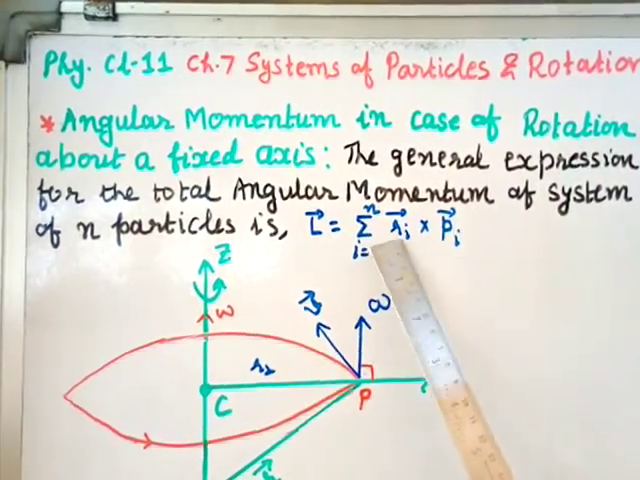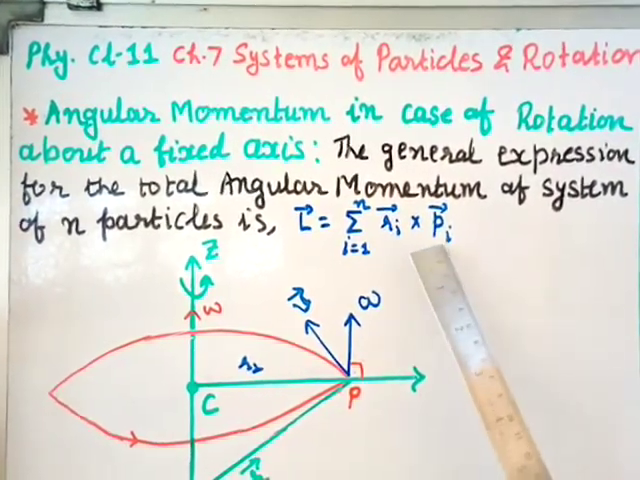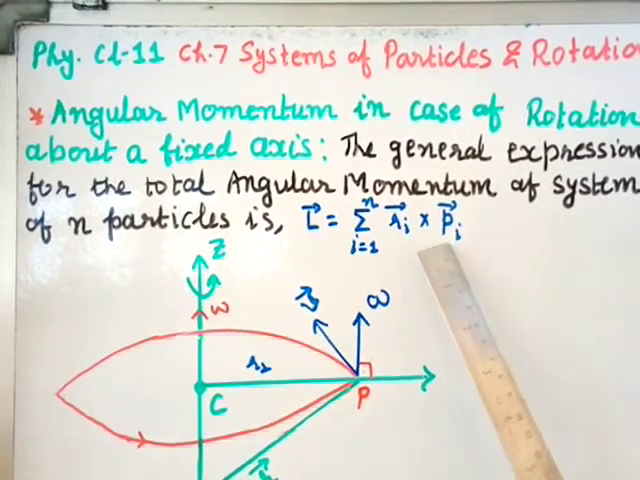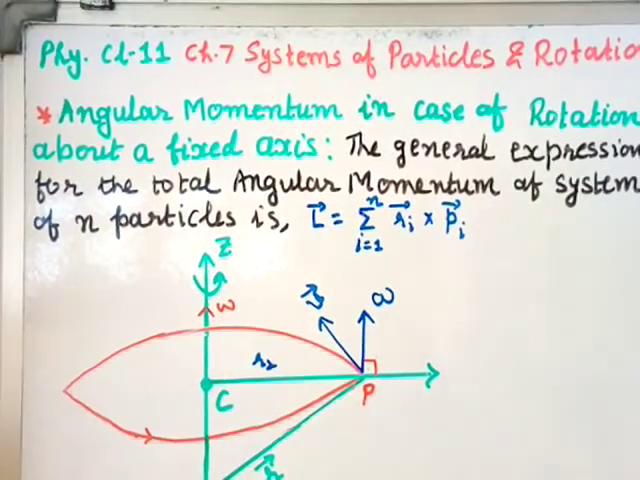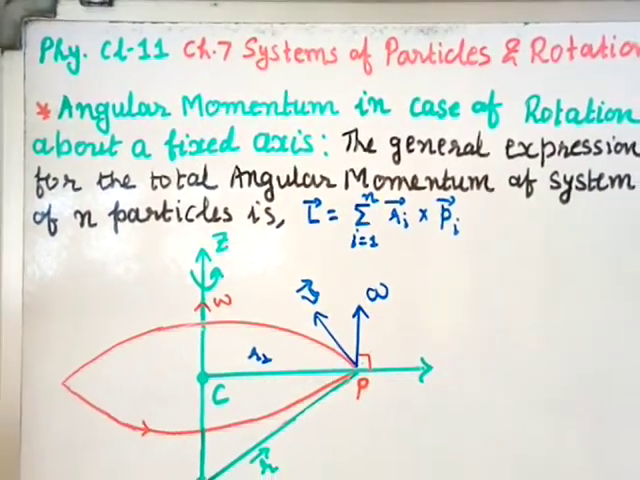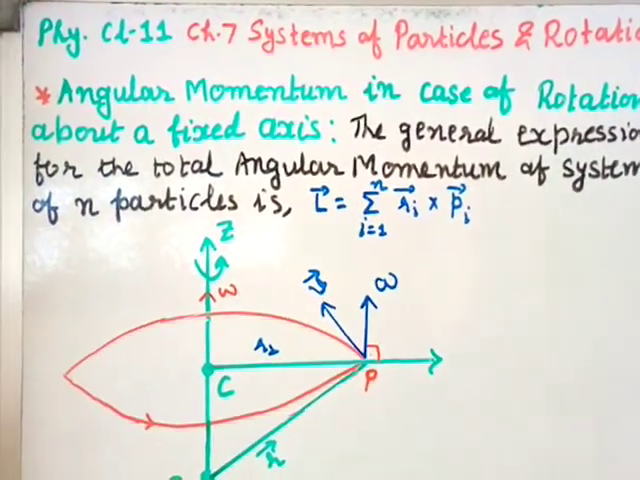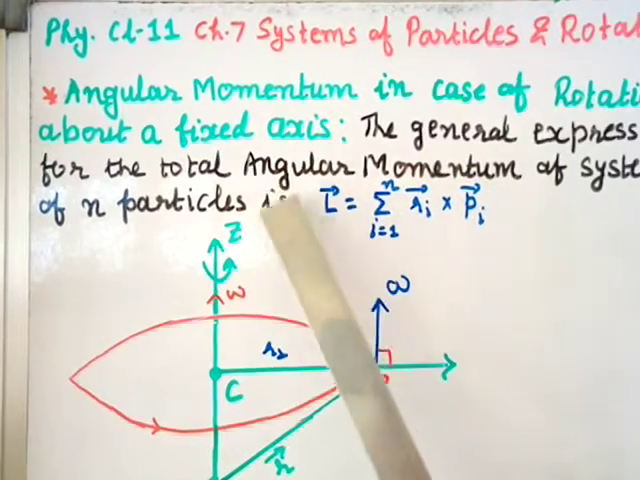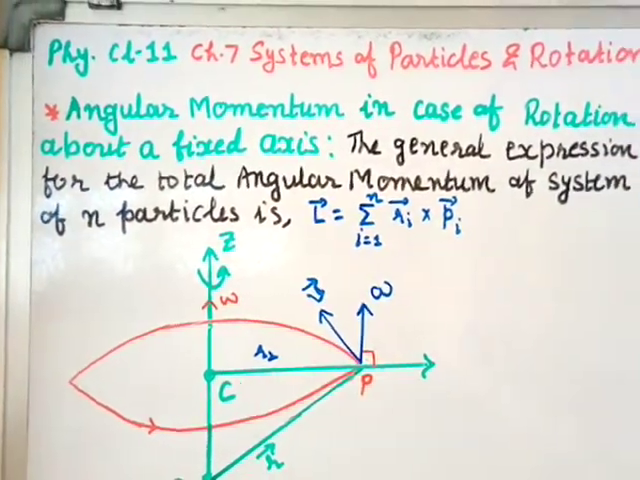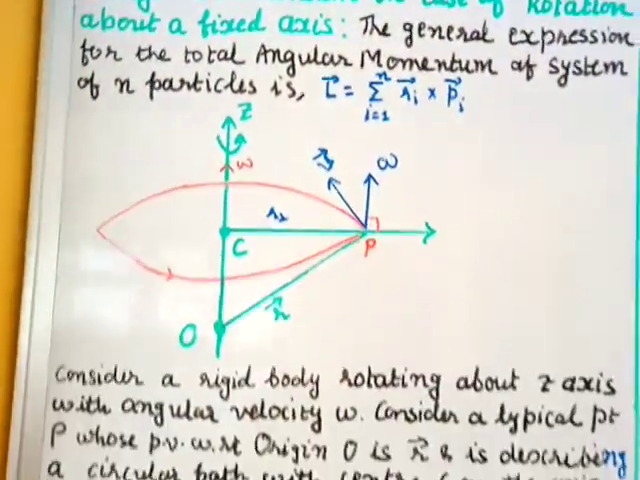Ri is the position vector, Pi is the linear momentum, and linear momentum P is given as m into v. m is the mass, v is the linear velocity. So for the ith particle, Pi equal to mi into vi. This expression of the total angular momentum we have derived in previous classes.